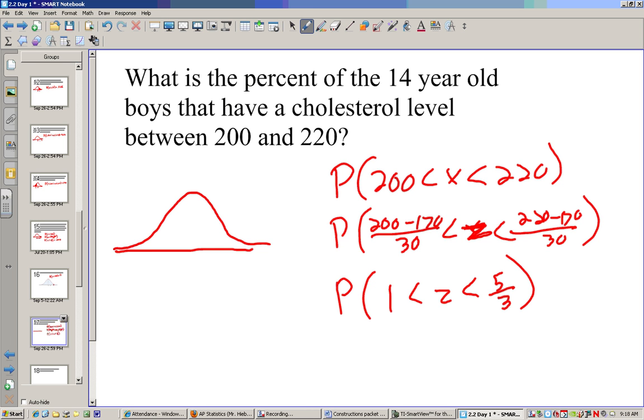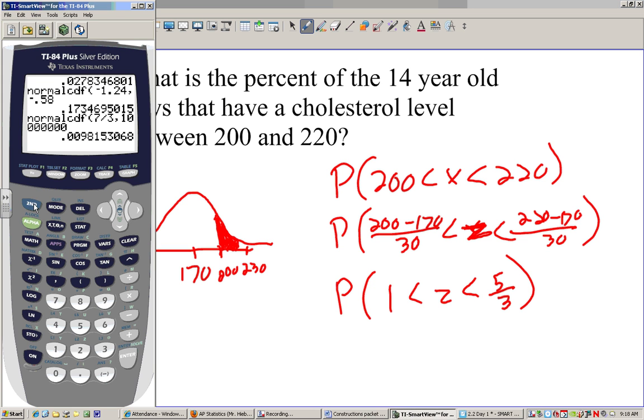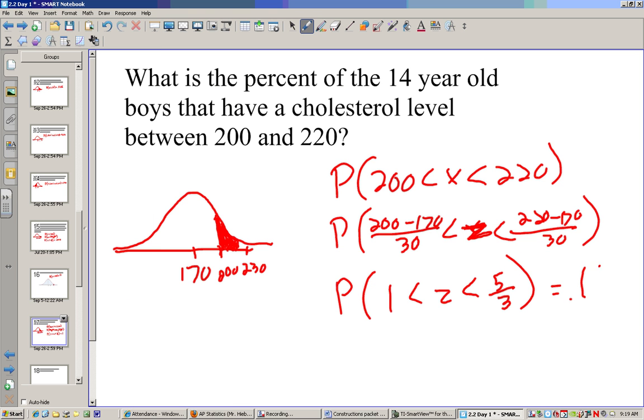And if we draw it out like this, 170, 200, 230. So between 200 and 220, I'd say that's about 10%. We'll check it out on the calculator. Normal CDF between 1 and 5/3. So that's 11%. So 0.11.